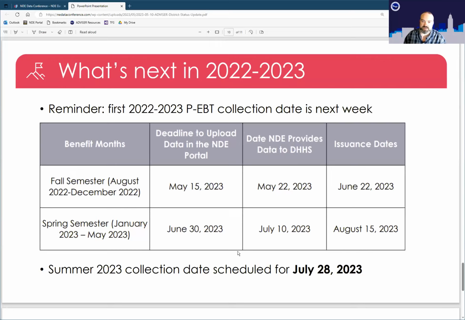And we have basically 3 collections coming up. There's one for the fall semester, one for the spring semester is going to be June 30th, as well as if you missed getting the fall semester data, feel free to submit it before June 30th and we'll grab it there. And there will be a summer 2023 collection, just like previous summer collections for PEBT. It's open to any students who are receiving free or reduced lunch. And the date scheduled for that is July 28th.